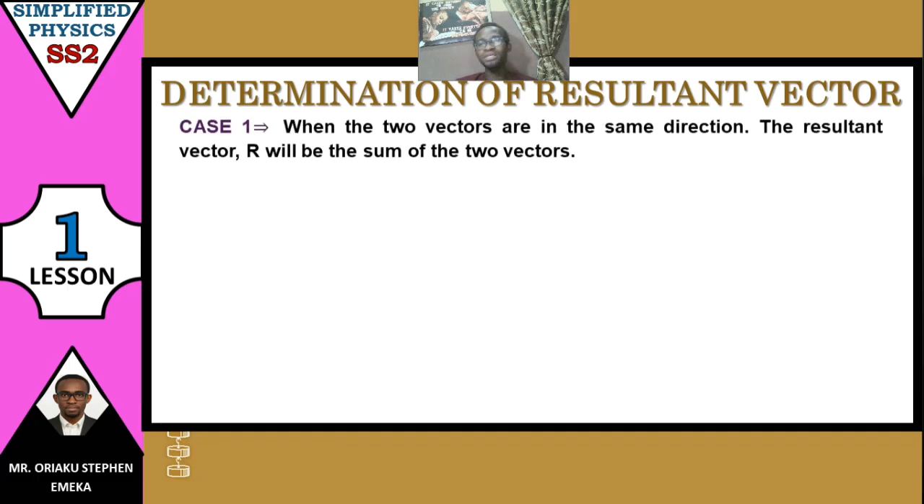So how do we determine resultant vector? We have various cases. Let's go to the first case. When two vectors are in the same direction, what is their resultant vector? Their resultant vector is gotten by adding the two of them, because the two vectors will complement each other. Now look at this example.